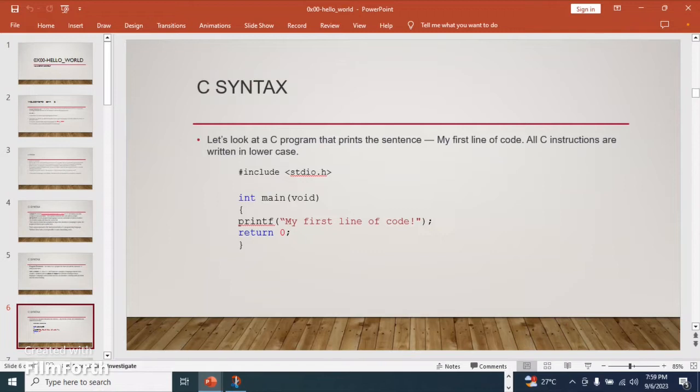This is an example of a C program that prints my first line of code. As simple as this program might look, it touches most things that you need to know to start with C. You could see here there's what we call a header file. There's this hashtag include, greater than and lesser than sign, and we have stdio.h.